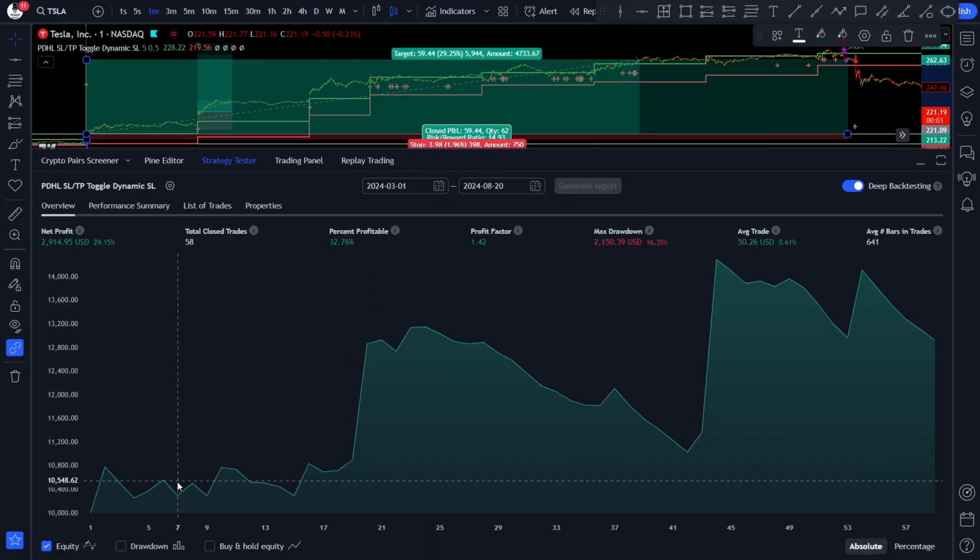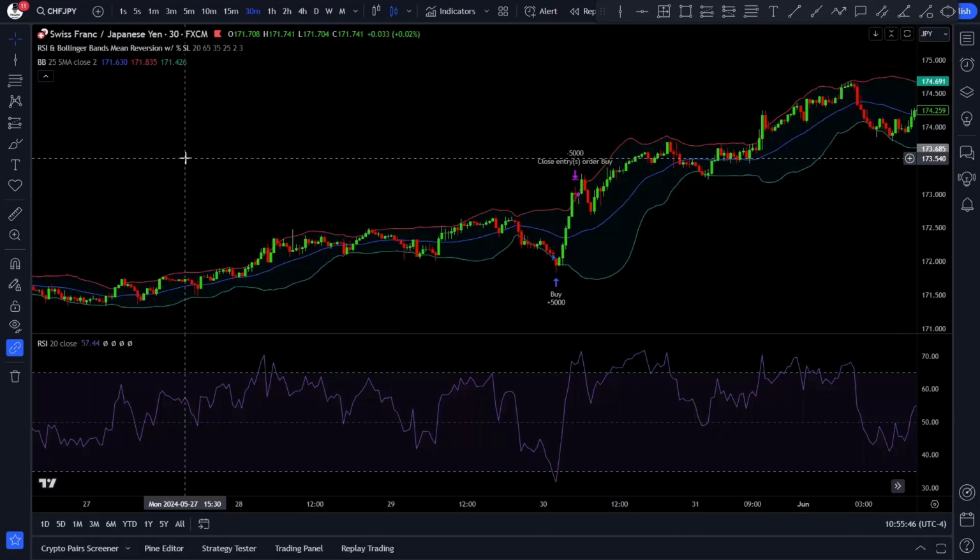And after the optimization, this strategy is still profitable. It generated 29% net profit with a 16% maximum drawdown and had a much better 1.42 profit factor. Now let's see the next strategy.